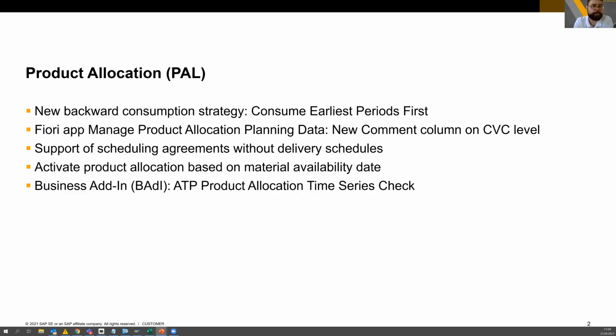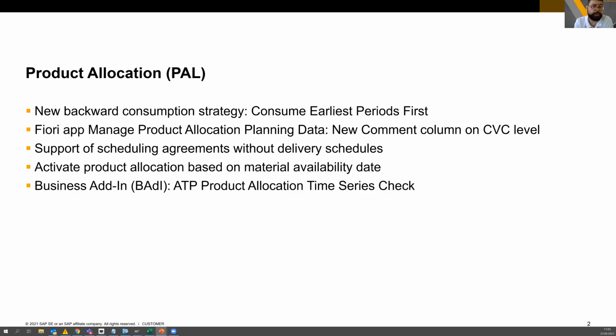So we will look into several topics. In the new product allocation, we have a new backward consumption strategy. I will show you the Fiori app of managed product allocation planning data, where we have introduced a new comment column as feedback from customers that they wanted to be able to explain a bit more what they are maintaining. We support scheduling agreements, or to be more precise, sales scheduling agreements, but still without the delivery schedule, so without call-offs. The call-offs will hopefully come next year.